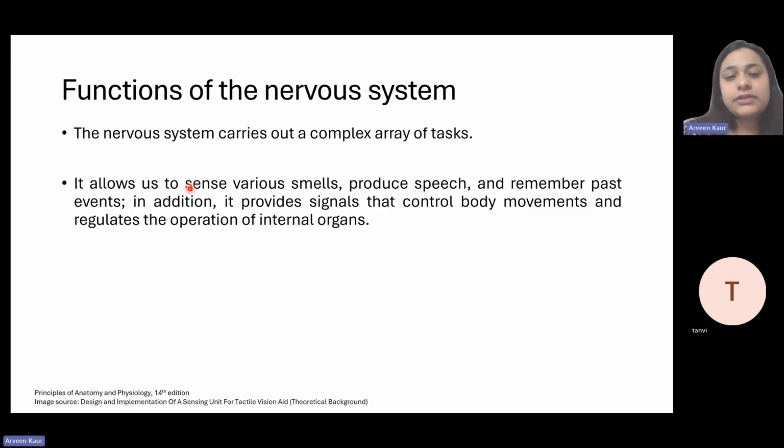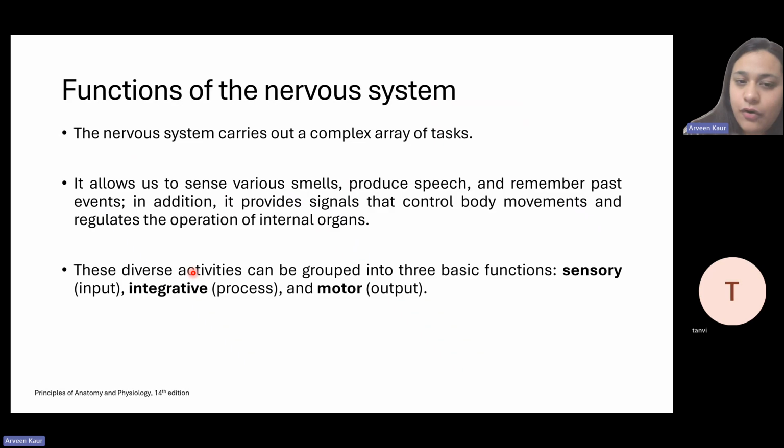So what are the functions of the nervous system? It basically carries out a complex array of tasks. It allows us to sense various smells, to produce speech and remember past events. In addition, it provides signals that control body movements and regulates the operation of internal organs, right? So all that it does. Apart from this, the diverse activities that it does can be grouped into three basic functions, right?